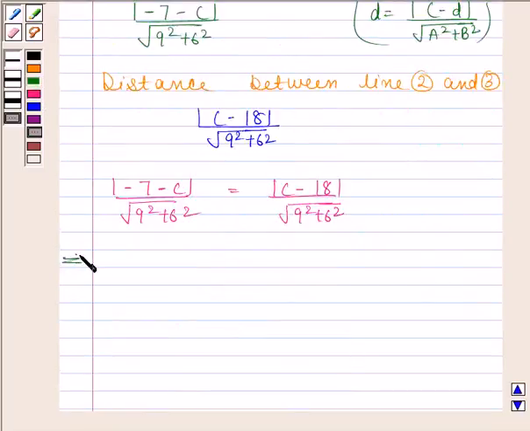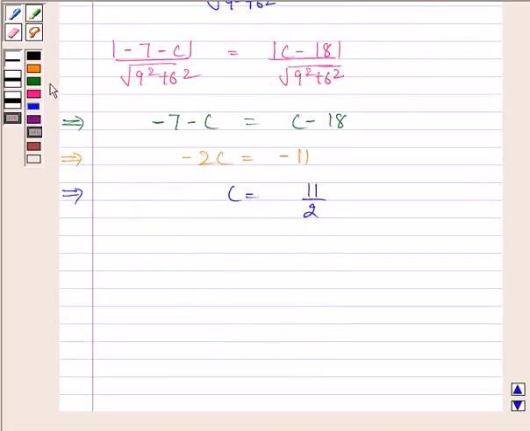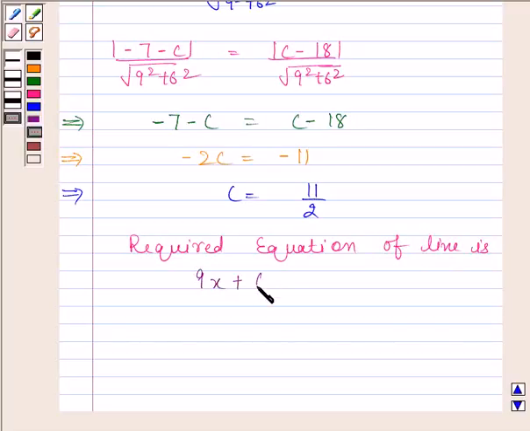This implies minus 7 minus c is equal to c minus 18. This implies minus 2c is equal to minus 11, and this implies c is equal to 11 by 2. So the required equation of line is 9x plus 6y plus 11 by 2 is equal to 0, or we can say that 18x plus 12y plus 11 is equal to 0. This is our required answer.